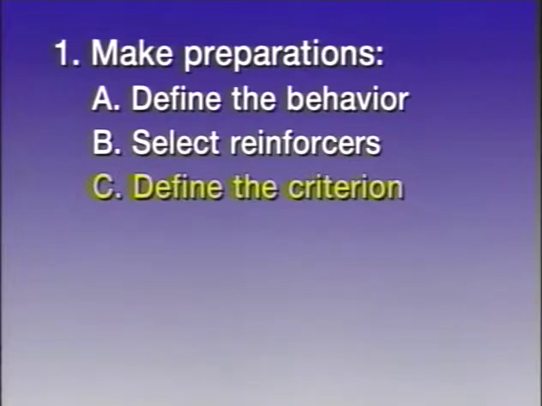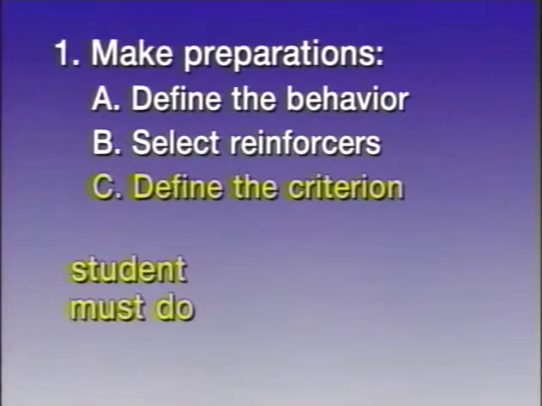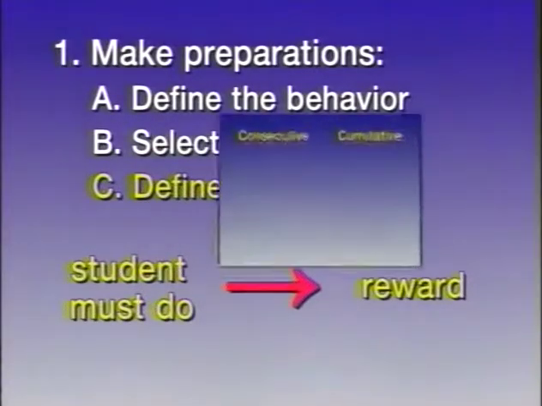Now define the criterion. This is a description of what the student must do in exchange for a reward. There are two basic types, consecutive and cumulative. A consecutive criterion requires a student to perform the behavior a certain number of times in a row, or consecutively, before awarding the reinforcer.